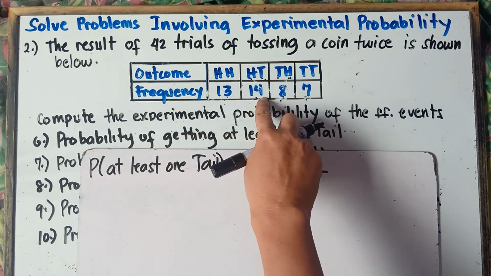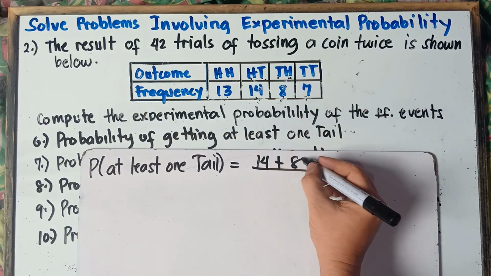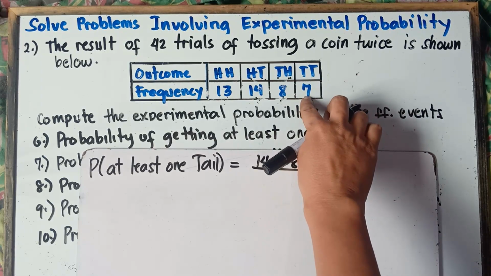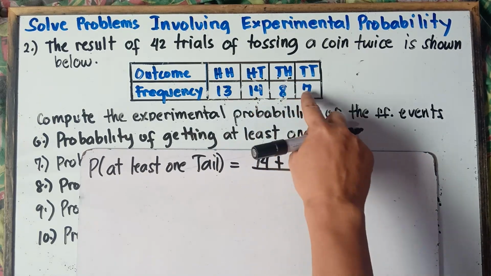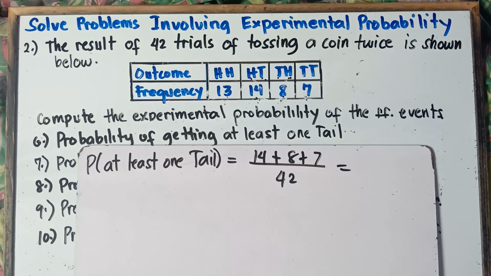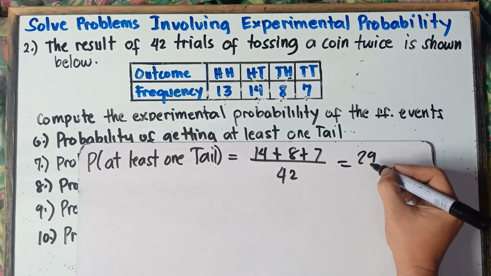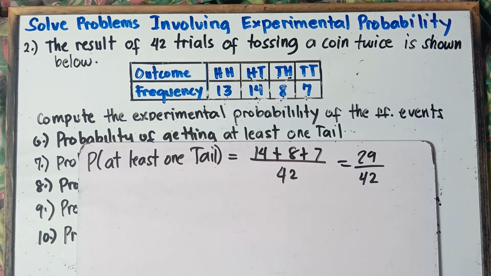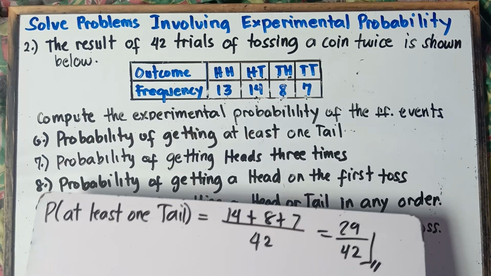Alright, so at least one tail. So, at least one tail, we have this one, 14. Plus this one, 8. Plus this one, once again, at least one tail. So, you can have at least only one tail. That's okay. So this one, 14 plus 8 and then plus 7 over 42. So simply add this one, 14 plus 8, that would be 22, plus 7, that would be 29 over 42. Can we reduce? Nope, we cannot reduce, class. Once again, class, 29 over 42, we cannot reduce. Therefore, class, that would be our final answer with regards to example number 6.